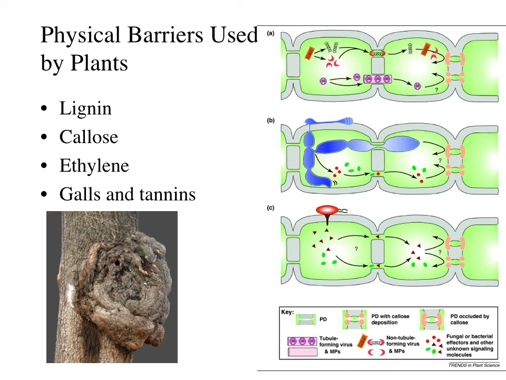Galls and tannins are created by the plant to encapsulate foreign agents found within the plant. A gall is an instance where an infected cell becomes inflamed that contains tannins. These tannins play a protective role by segregating the foreign agent and its chemicals from the rest of the plant.